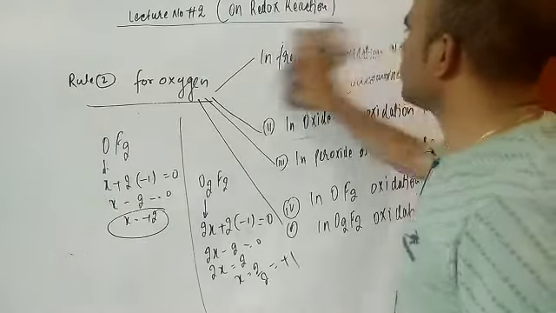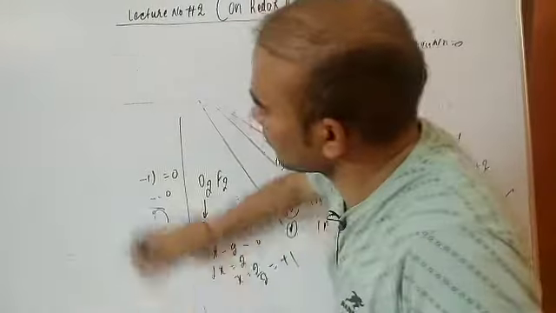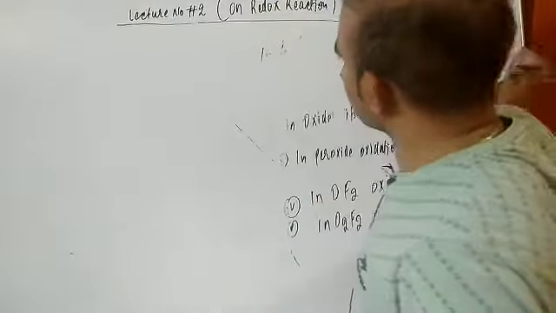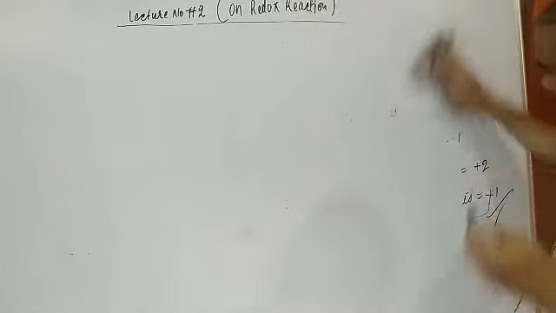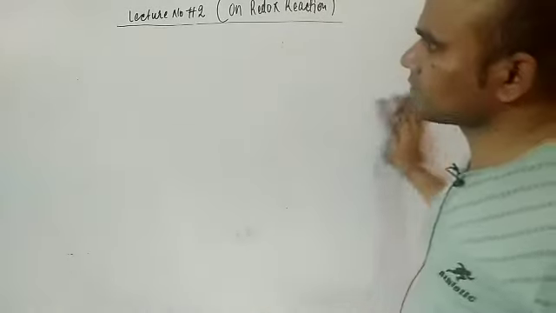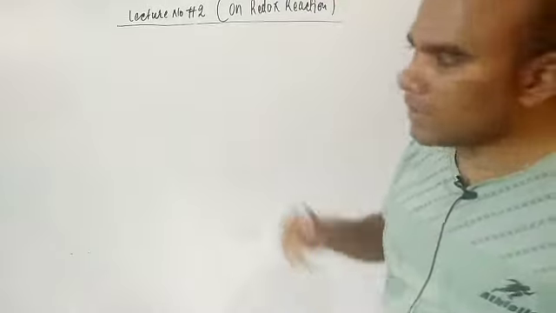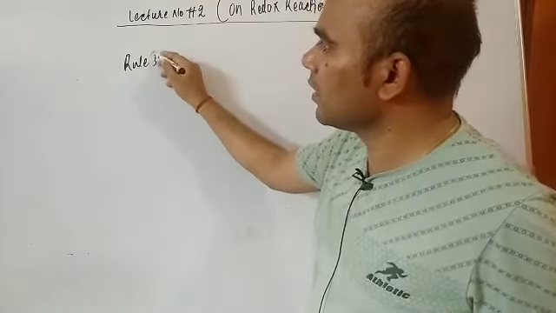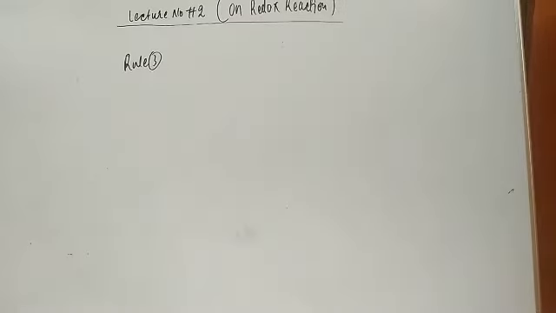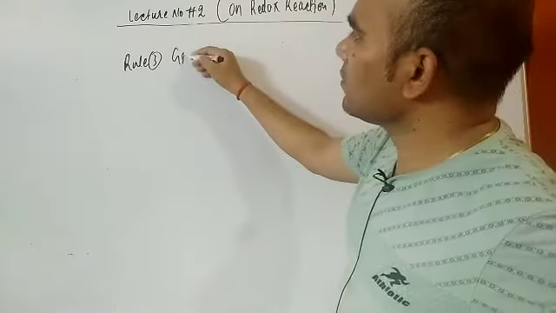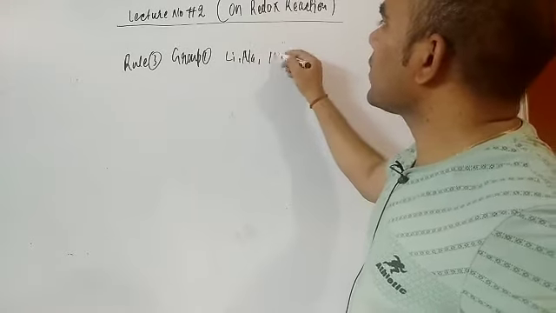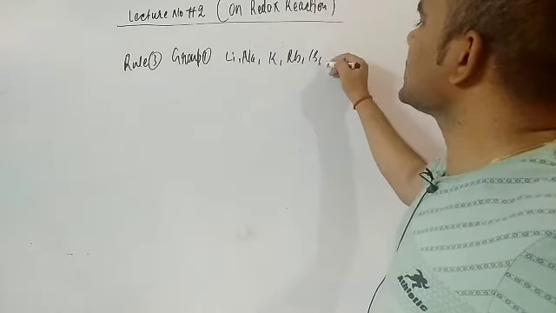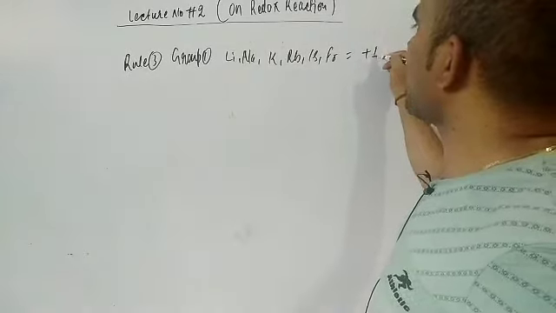Let us move on to rule number 3rd. What is rule number 3rd, student? In rule number 3rd, we are going to study the oxidation number of group elements. So whatever the group 1 elements are, lithium, sodium, potassium, rubidium, cesium, francium, they all have +1 oxidation state.